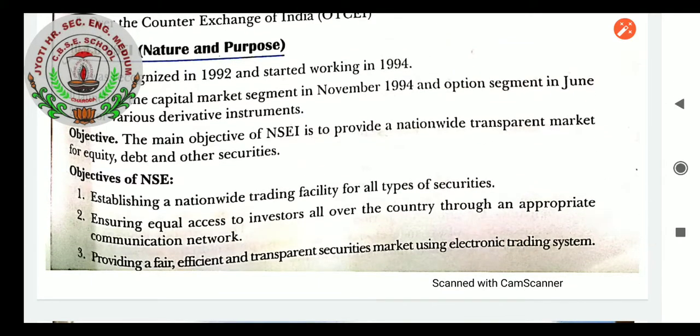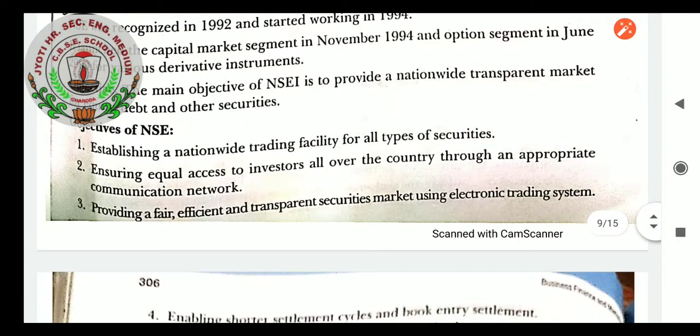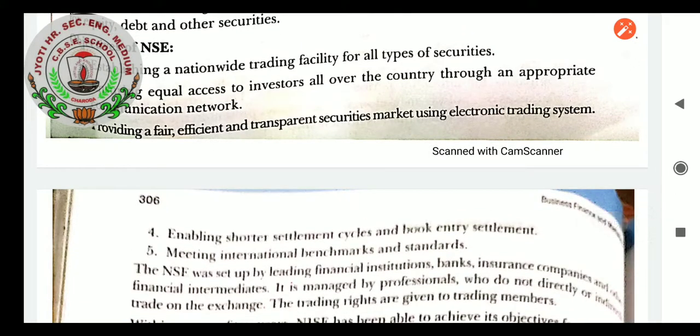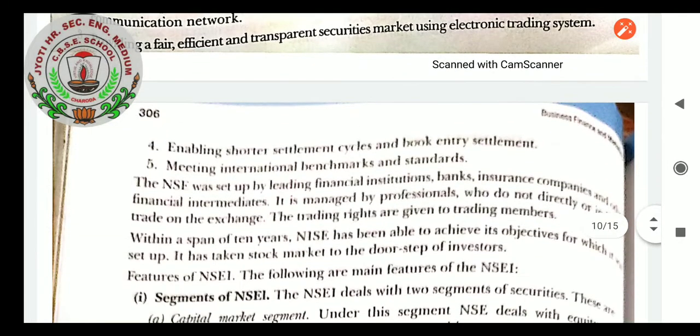Objectives of the National Stock Exchange: establishing a nationwide trading facility for all types of securities, ensuring equal access to investors all over the country through an appropriate communication network, providing a fair, efficient and transparent securities market using an electronic trading system, enabling shorter settlement cycles and book entry settlements, and meeting international benchmarks and standards. This was the main aim of the National Stock Exchange.